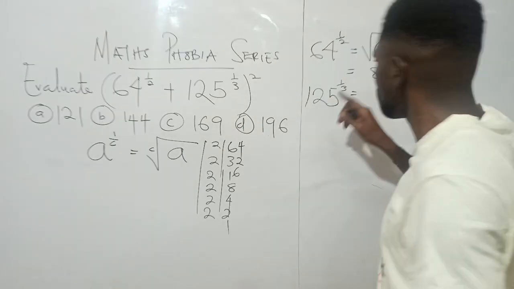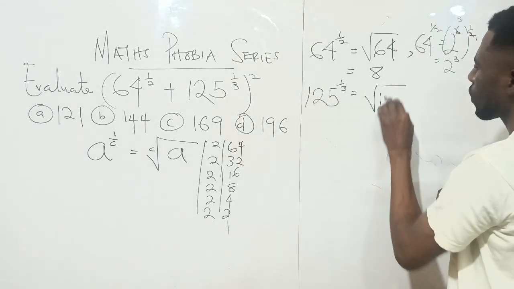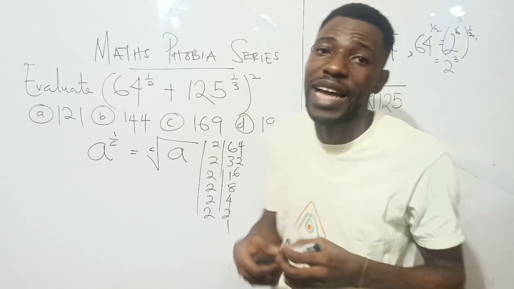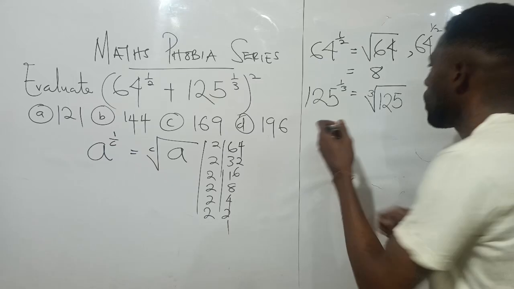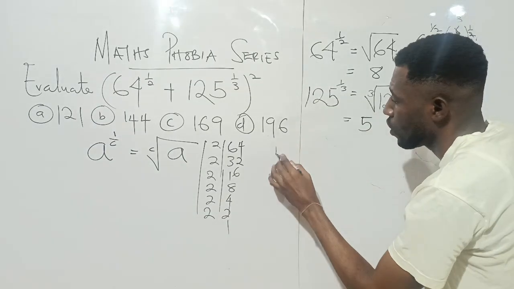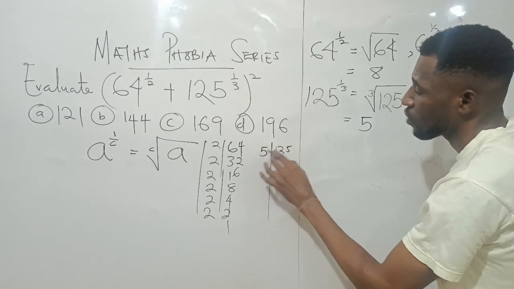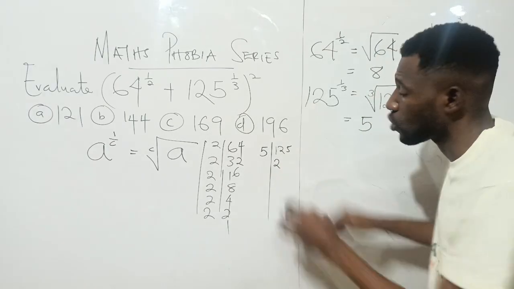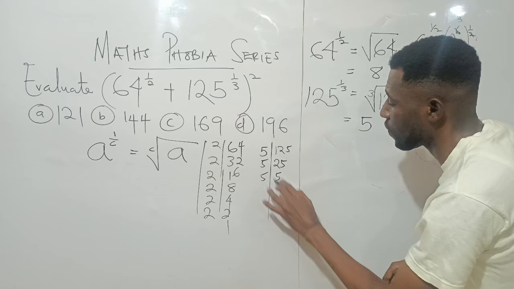Now for 125 raised to the power of 1 over 3, meaning the cube root of 125, a number that will multiply by itself 3 times to give us 125, and that number is 5. But in case you are not good with cube roots, you can also apply that same method. LCM of 125. 2 cannot go, so we start with 5. 5 in 12 is 2. Remember 2, we put the 2 here. 5 in 25 is 5. 5 in 5 we have 1.